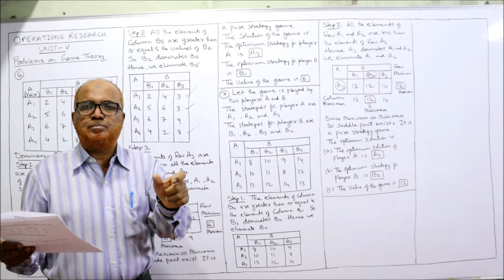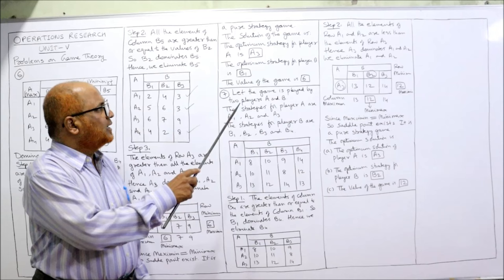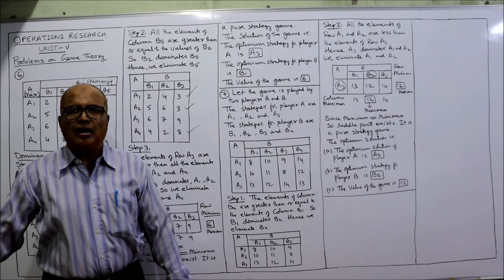The strategy for row, A1, A2, A3. And the strategy for column B1, B2, B3, B4. That's it. So here, let the game is played by two players A and B. The strategies for player A, A1, A2, A3. Strategies for player B, B1, B2, B3, B4. These are the elements given in the problem. Now, we have to eliminate.